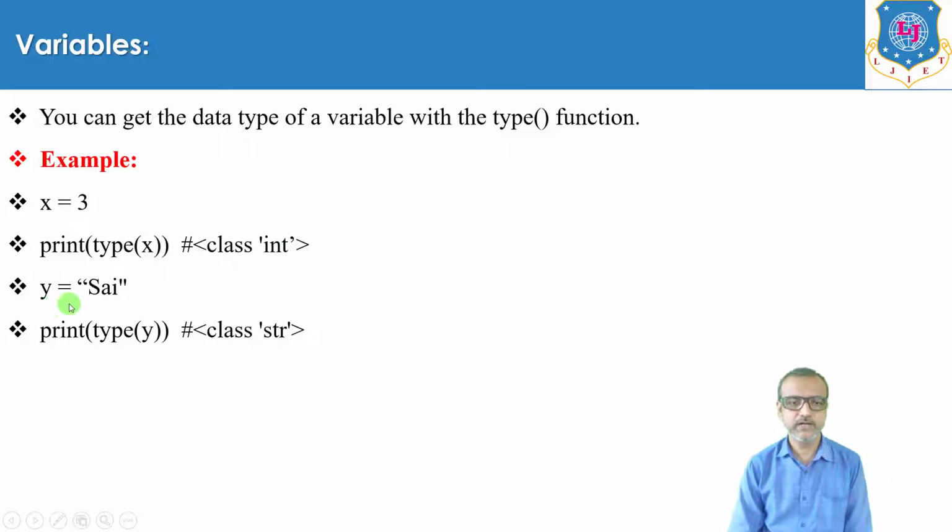Similarly, if we write y equals "sign", and here you can see that we have written sign in double quotes, so this is nothing but a string. And if you write print of type of y, what is the type of y over here? That is a string. So the output of this print statement is class str.